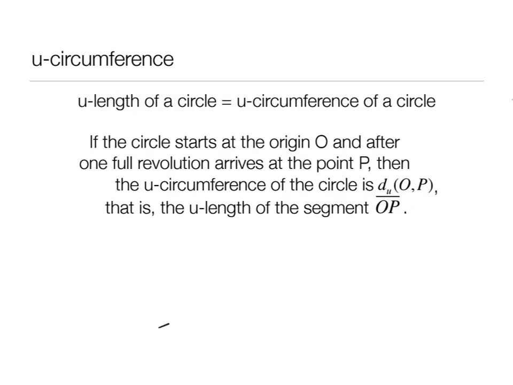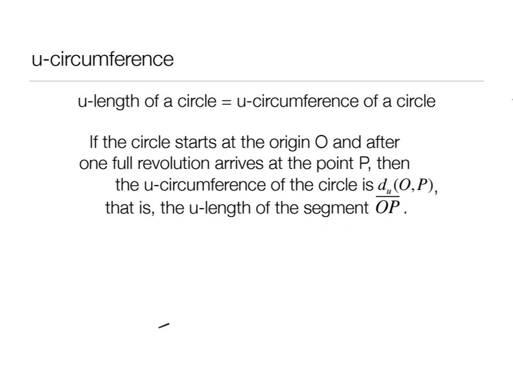So what is the unit circumference? The length of a circle is the circumference of a circle. So if you were to take and measure all the way around that outer edge, that's the length of a circle, and it's also the circumference. In other words, circumference in unit measure. If the circle starts at the origin and after one full revolution arrives at the point P, then the circumference of the circle is the distance between O and P. That is the length of the segment OP.